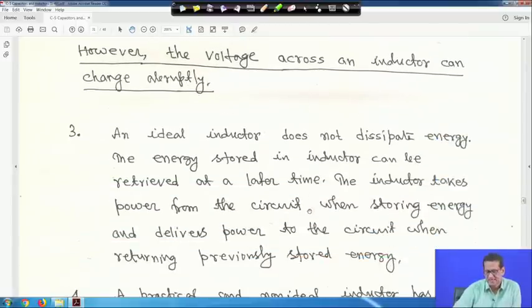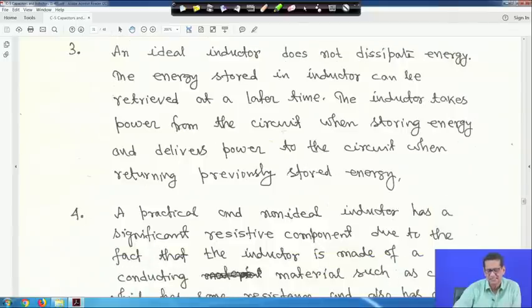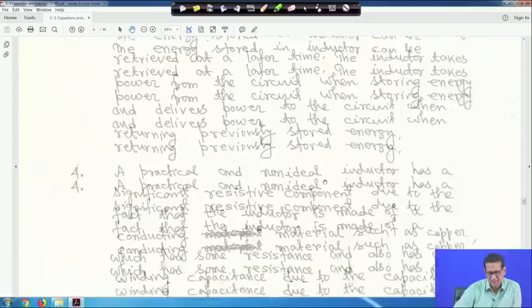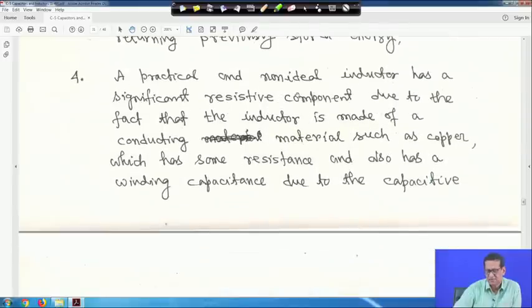Next one is, an ideal inductor does not dissipate energy. The energy stored in the inductor can be retrieved at a later time. It is the same philosophy as the capacitor, whatever we have just seen before. The inductor takes power from the circuit when storing energy and delivers power to the circuit when returning previously stored energy. So, a practical, non-ideal inductor has a significant resistive component.